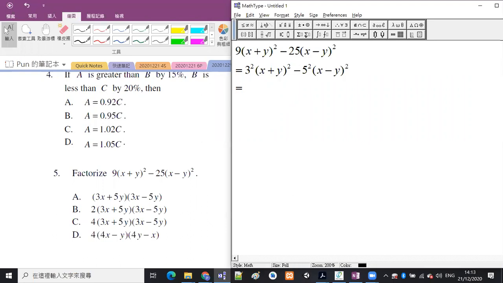Okay, and then because the first term is 3 squared times (x plus y) squared, both parts are having the square. So I can take out the square like this. Minus, and the second term is also like this. Okay, now it is in the form of a squared minus b squared. Okay, where a is 3 times (x plus y), and b is 5 times (x minus y). Can you get this?